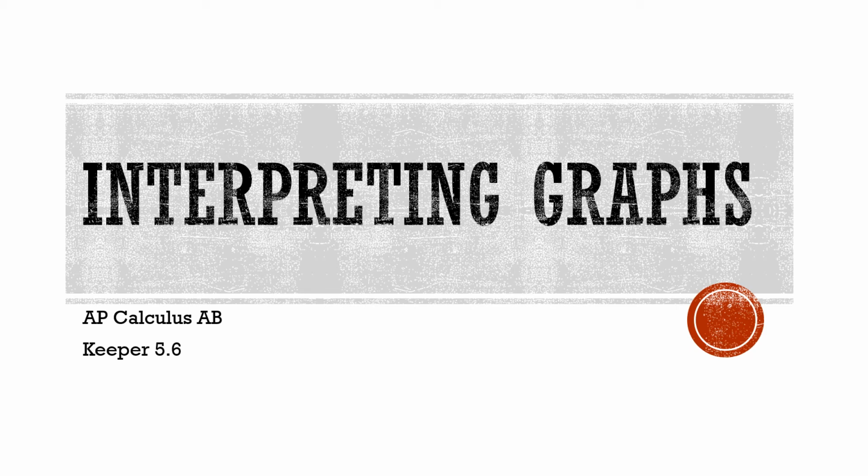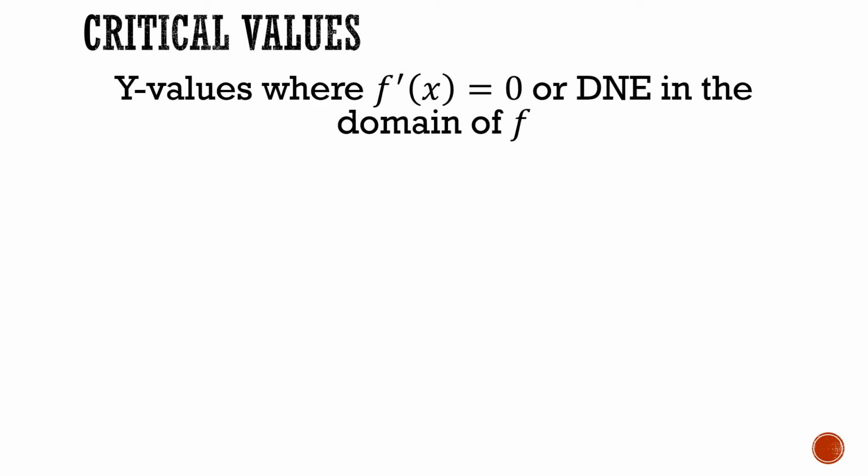Today's keeper is keeper 5.6, interpreting graphs. Alright, so this is almost like a review of what we already covered back in Unit 3 when we did our curve sketching, but we just want to look at it in a little bit more detail, make sure that we really understand what's going on from f to f prime and vice versa, or even to f double prime.